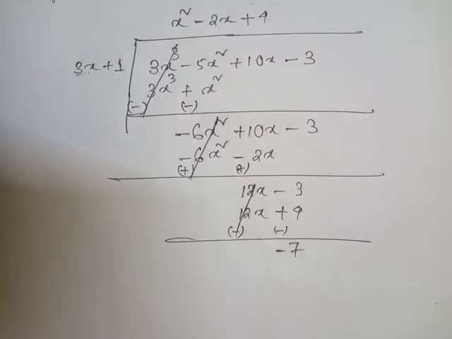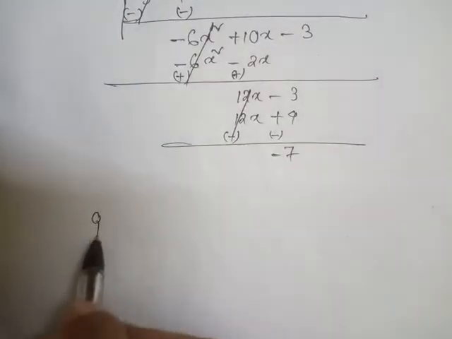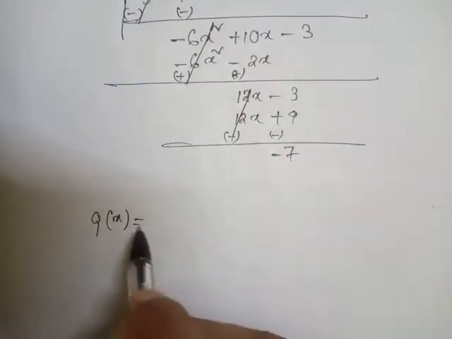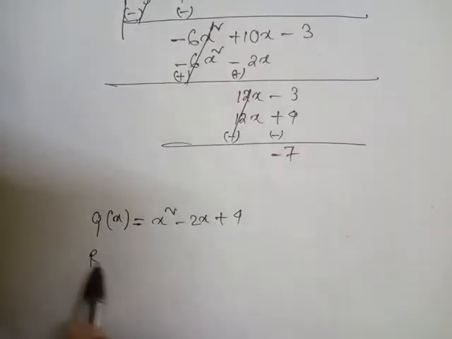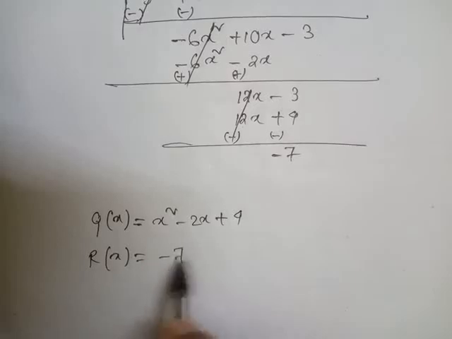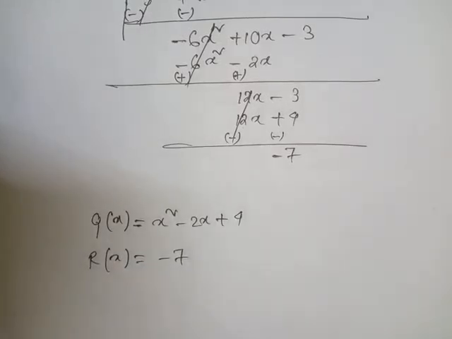So here we can write that the quotient, q(x), is x square minus 2x plus 4, and the remainder is equal to minus 7. This is the answer of 4 Roman 3.